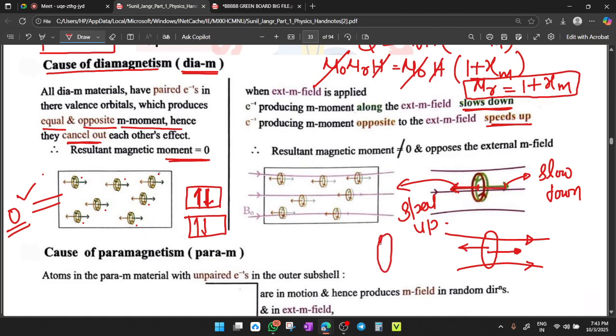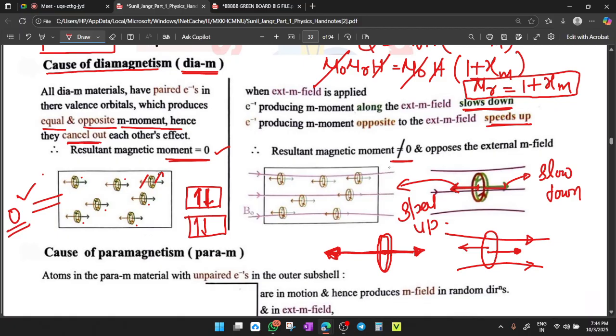What happens if there are two spins in the orbital? In the direction opposite to the applied magnetic field, this opposite vector will become larger and this one smaller. Why? Because the applied magnetic field slows down the magnetic moment in the direction of the field. So the resultant magnetic moment is not equal to zero. Previously, when no field was applied, both magnetic moments cancelled each other and the resultant was zero. But here the magnetic moment is not equal to zero. Clear?